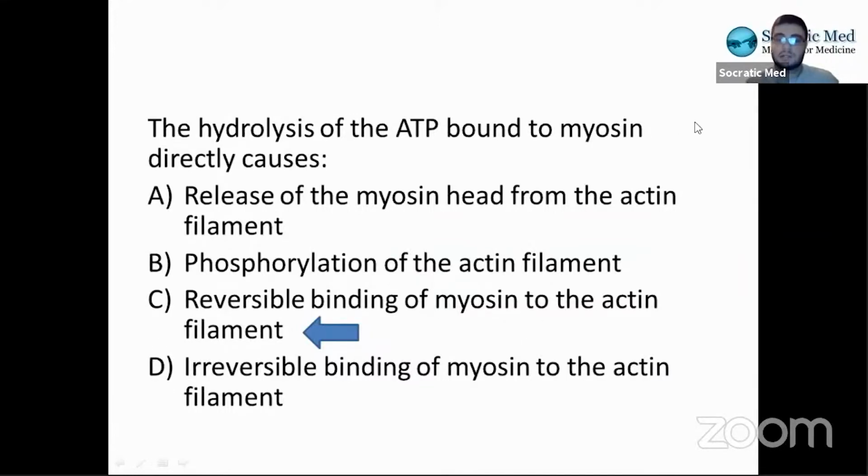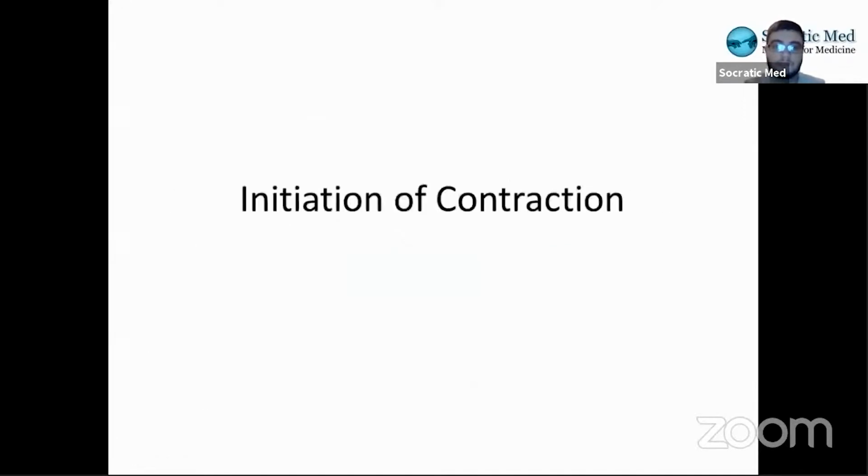Okay, is that clear? A and C are both roles of ATP in the cycle, but A is a result of binding of ATP, whereas C is a result of hydrolysis of ATP. Okay, any questions before I move on? Okay.